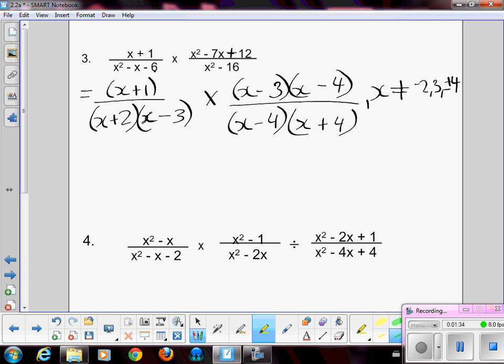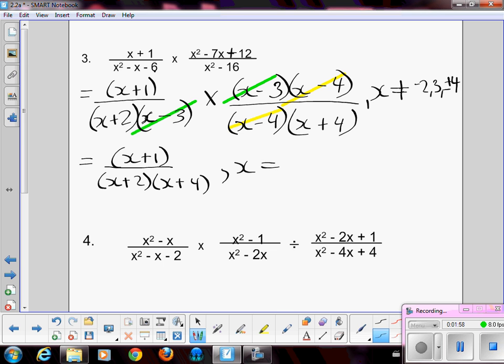X minus 3 at the top here and at the bottom over on this one. X minus 4, x minus 4. And again, I look to see, do I have any other factors? No, I don't. So now I can actually do the multiplying. On the top I have an x plus 1, the bottom an x plus 2, x plus 4, and restate our restrictions.